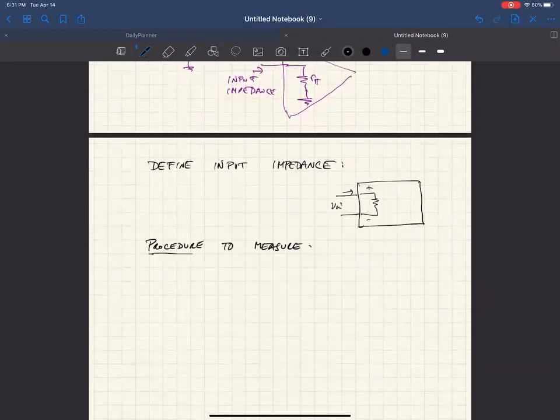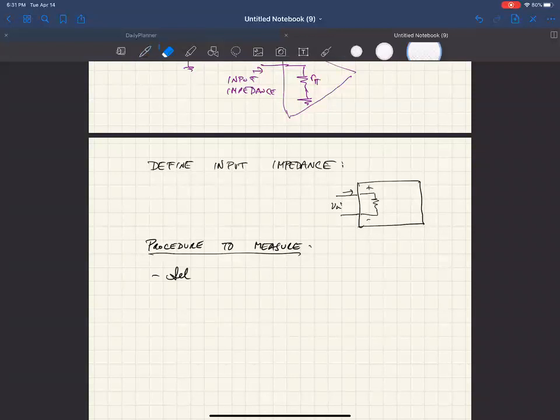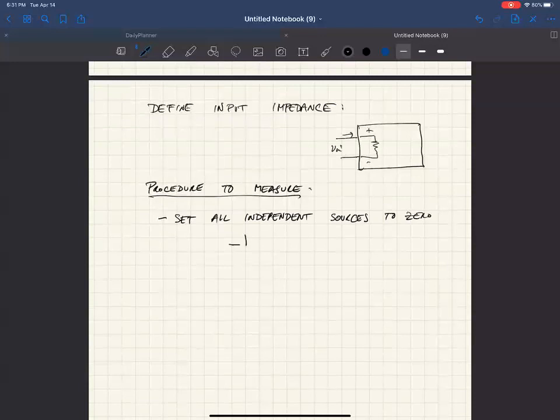You set all independent sources to 0. This is how you analyze it. It means that any voltage source that's DC goes to a short, and any current source goes to an open circuit.